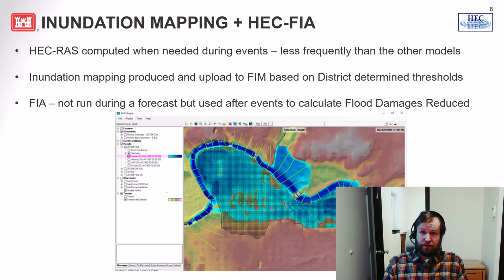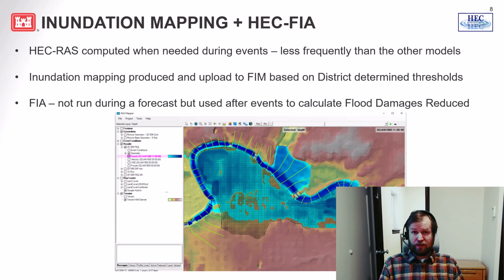So on a daily and weekly basis, the Baltimore district does the SWMS forecasting through HEC-ResSim, which is the reservoir simulation. Not every day will they compute through RAS to create inundation maps and through HEC-FIA for economic damages. These are only computed when needed during events, so less frequently than the other models.